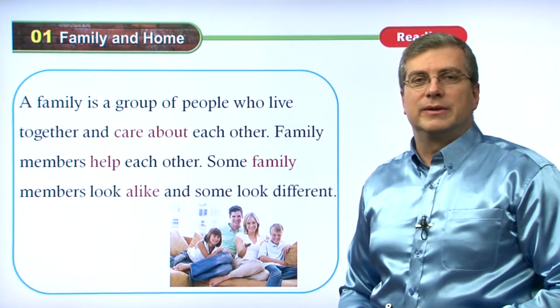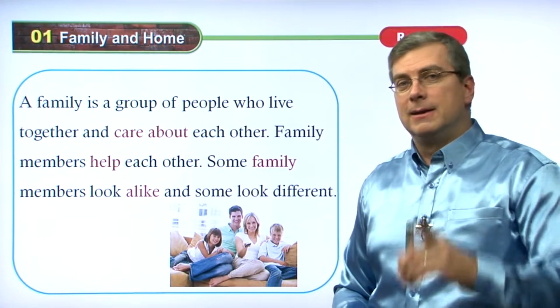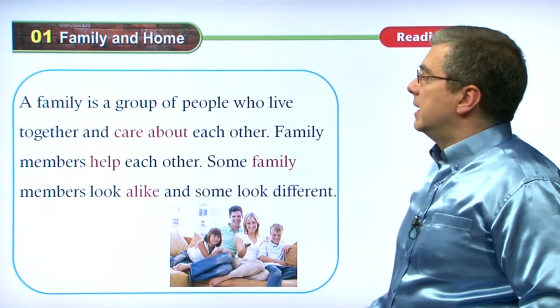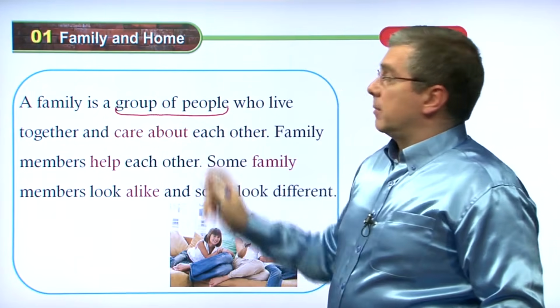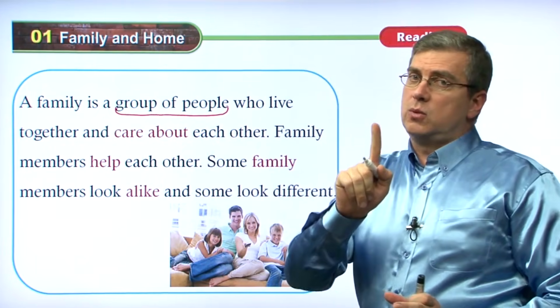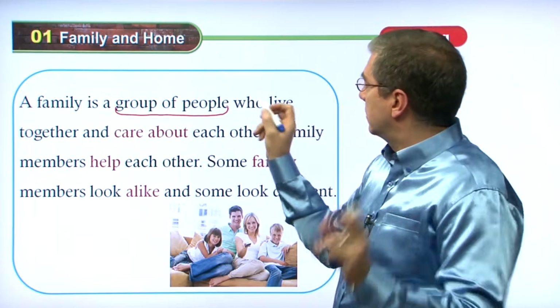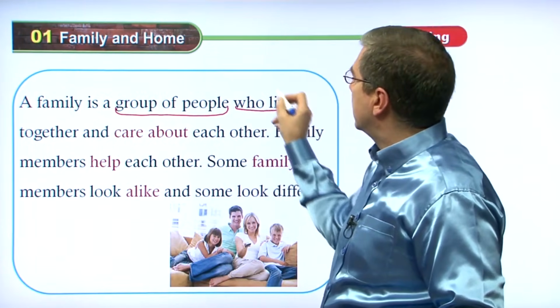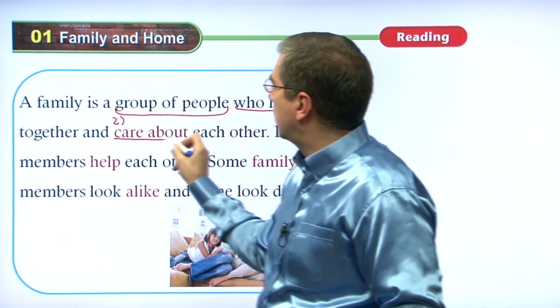We're continuing to talk about family in the home, and we're doing the reading section right now. Let's take a look. The first sentence. A family is a group of people. Remember, a family is a group, not just one person. It's a group, many people, who live together. There's two things here. One, they live together, and two, they care about each other.